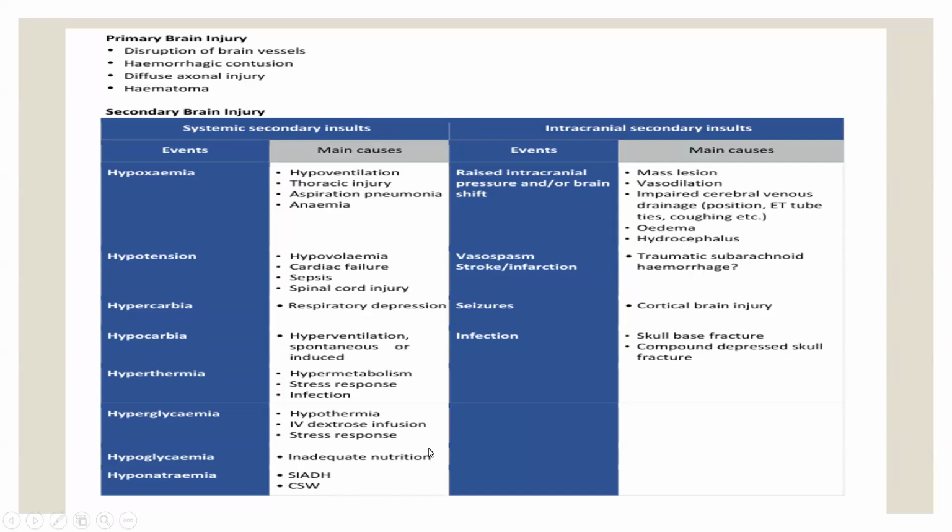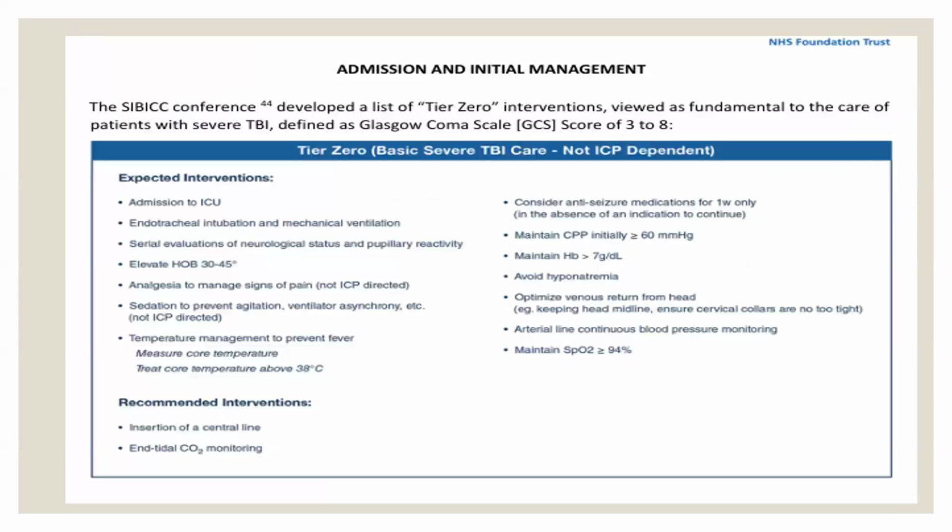and secondary brain injury includes hypoxemia, hypotension, hypocarbia, hyperthermia, hypoglycemia, hyponatremia. Then it may occur because of the intracranial secondary events like raised intracranial pressure, vasospasm, seizure, and infection.